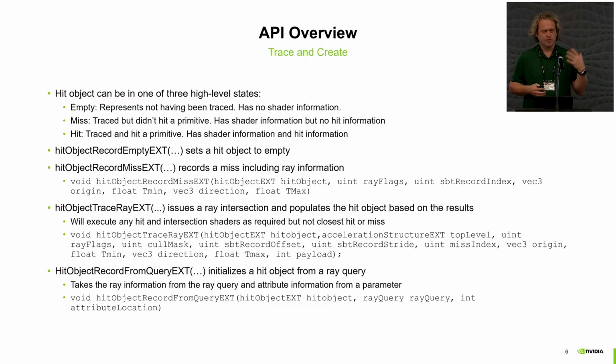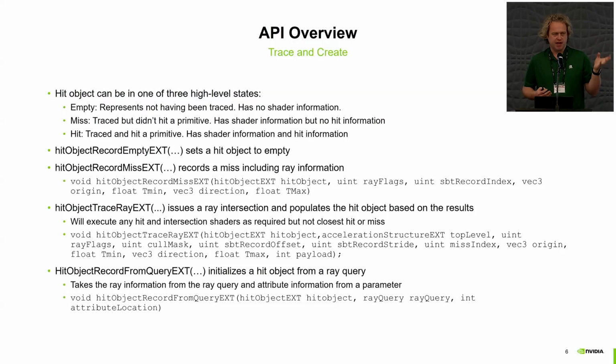The first thing you need to do with these new hit objects is to create and/or trace from them. A hit object can be in one of three high-level states. It can be empty, which has not been traced to, a miss, where a trace did not hit and has the miss shader information, and then a hit, where you have the primitive information of the hit as well as the hit shader group information in it. And for the empty and miss states, you can explicitly record an object into those states.